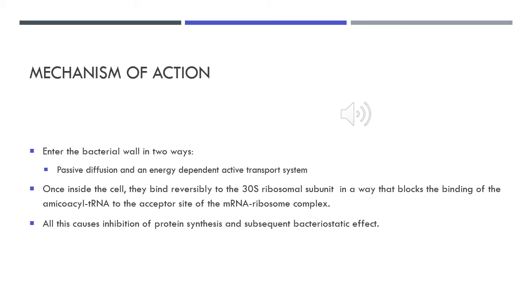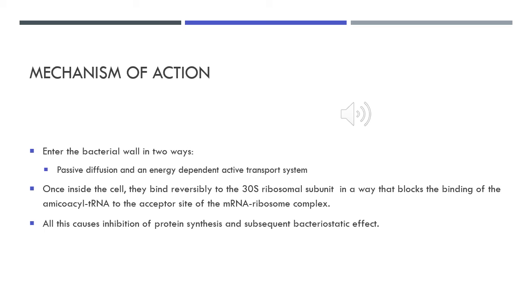So the mechanism of action is essentially that the tetracycline can enter the bacterial wall in two ways. One, with passive diffusion, and secondly, with an energy-dependent active transport system. Once inside the cell, they bind reversibly to the 30S ribosomal subunit in a way that can essentially block the binding of aminoacyl tRNA to the acceptor site of the mRNA ribosome complex.